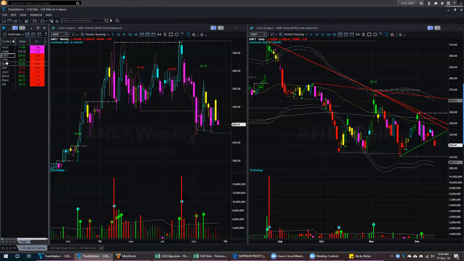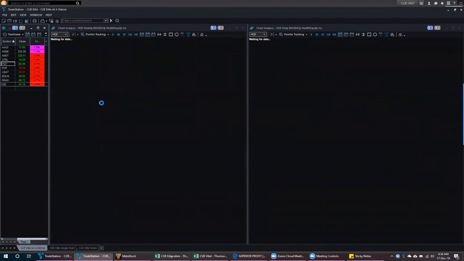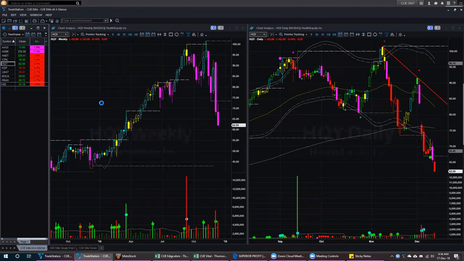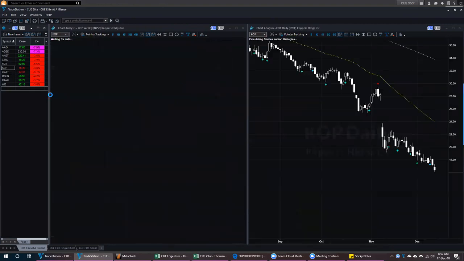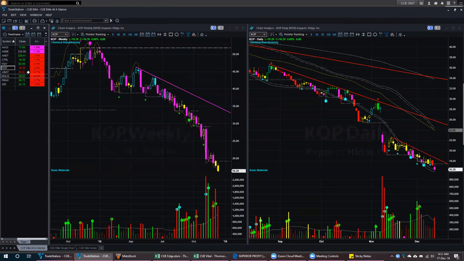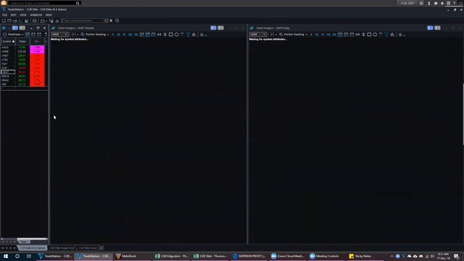Next stock, HQY. Already down quite a lot. In fact, looking back, you can see clearly there was a very nice, very easy to identify, go with flow short trade opportunity on this magenta candle. Not now, it is already down a lot. Next stock, KOP, already down a lot. We are not going to short it. LMAT.